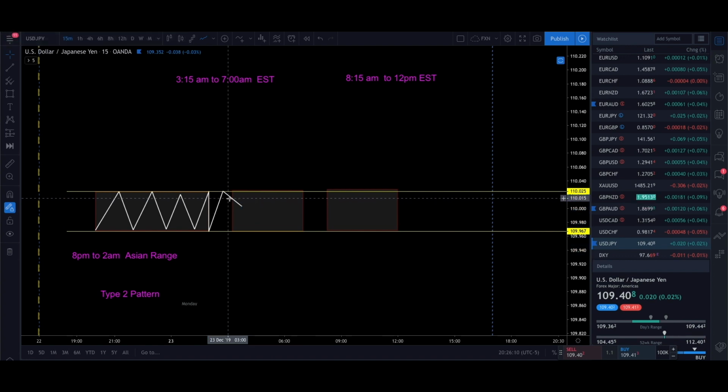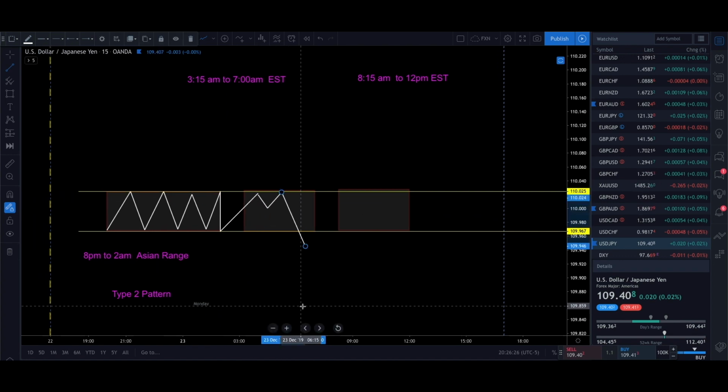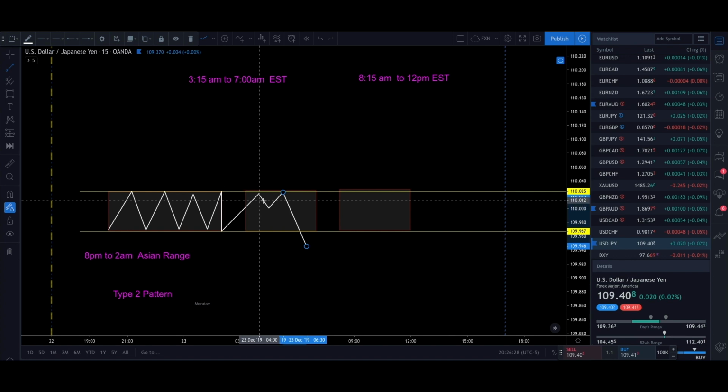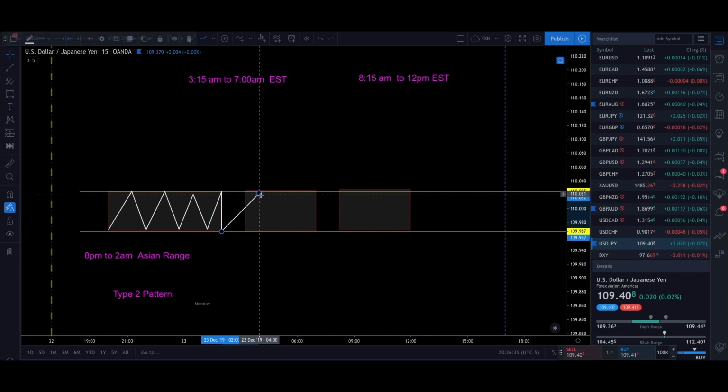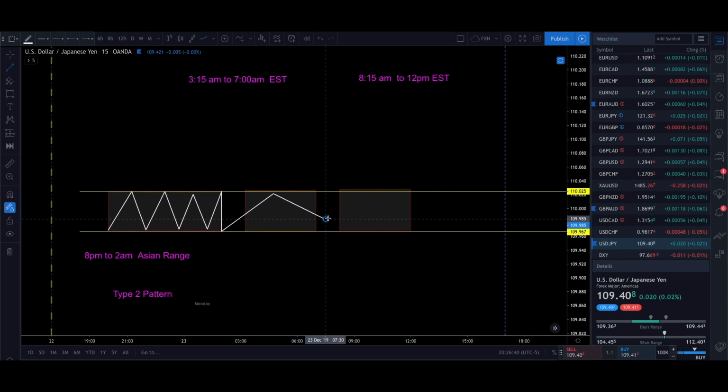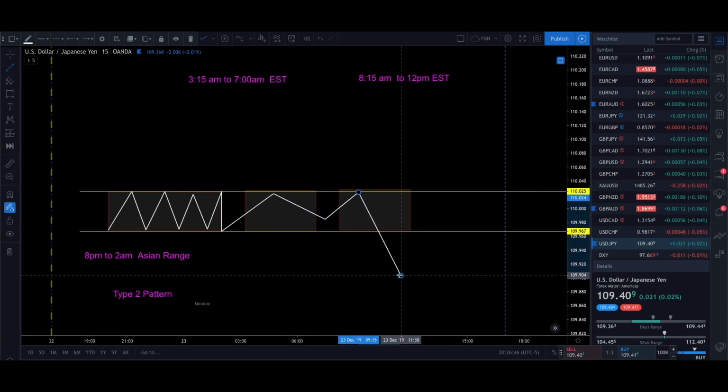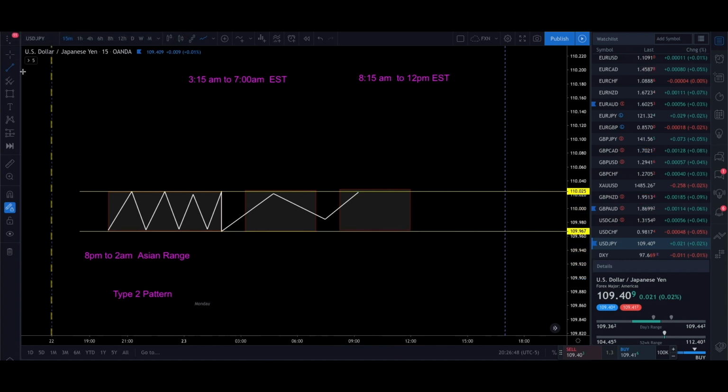You'll get the first and second leg inside of the box like that, right? Just like a type 1, same scenarios. You'll have where the first leg happens still during the London, second leg will come back during the US. So same scenarios with a type 2 as a type 1.